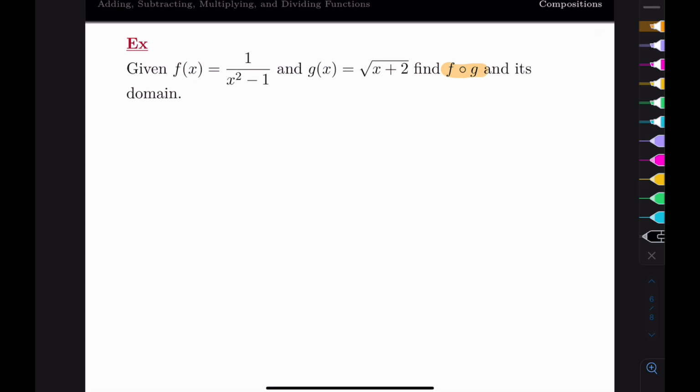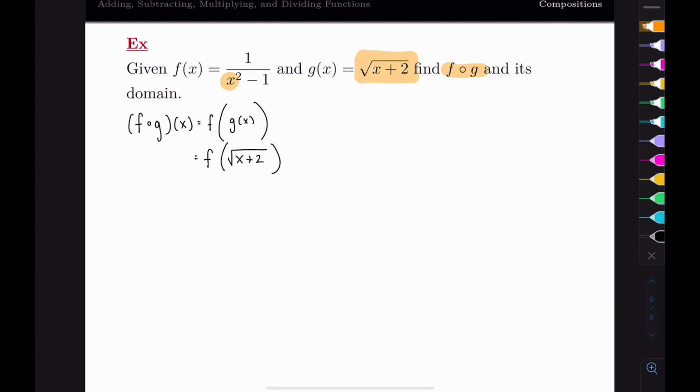Again, all this notation means is I'm taking f and I'm evaluating it at g of x. Think of when we did this before. g of x is the square root of x plus 2. I'm taking this outer function, and anywhere I see an x, it's getting replaced by the function g. So this really becomes 1 over the square root of x plus 2, squared, minus 1.